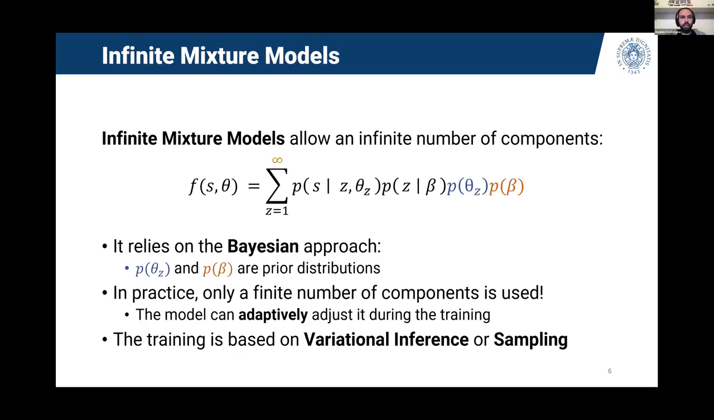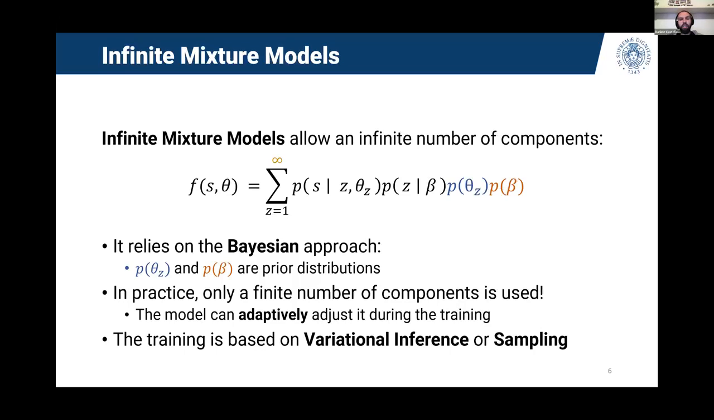We can overcome this issue by allowing our model an infinite number of components. These are called infinite mixture models. The key idea behind the infinite mixture model is that we extend the finite one in a Bayesian fashion. So we add a prior distribution over the mixture components. In this way, the model has a mechanism to create new components when they are needed from the data. So in this sense, the infinite mixture model can adapt the number of components directly to the data.